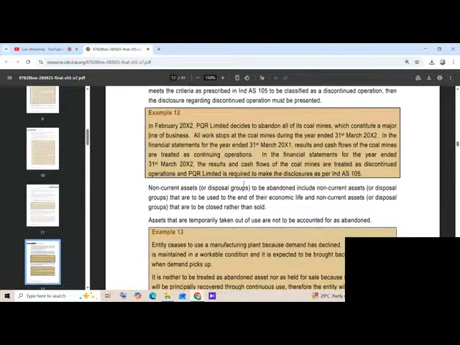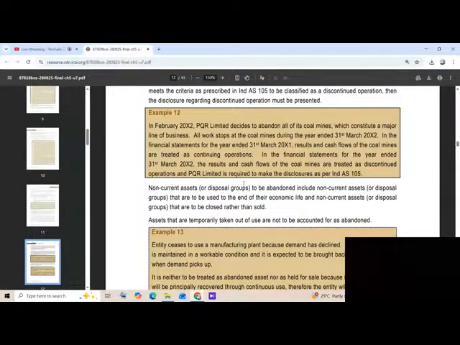Example 12. In February X2, PQR Limited decided to abandon all of its coal mines, which constitute a major line of business. All work stops at the coal mines before the year ended 31st March X2. In the financial statements for the year ended 31st March X1, results and cash flows of the coal mines are treated as continuing operations. In the financial statements for the year ended 31st March X2, the result and cash flows of the coal mines are treated as discontinued operations and PQR Limited is required to make disclosure as per Ind AS 105.